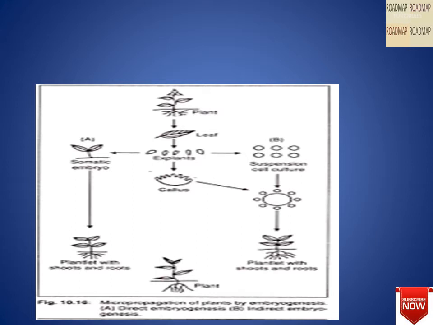Now the indirect somatic embryogenesis, what is it exactly? From the plant, an explant is taken, that is a leaf. Then it undergoes callus formation, or it will go to cell suspension culture formation. Then cell suspension culture formation will form the callus. So ultimately callus formation is going to take place. Then that plantlet undergoes the formation of shoots and roots, and then that plantlet is taken into the green environment for the formation of a plant. So this is the indirect somatic embryogenesis.